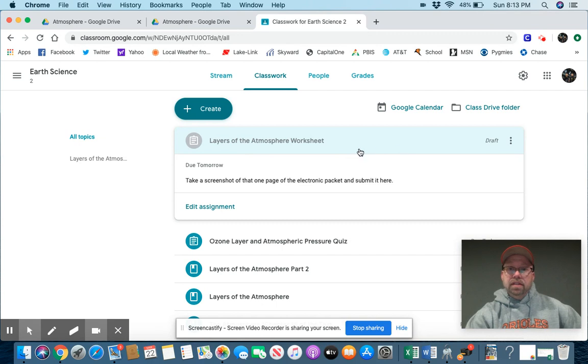It's called Layers of the Atmosphere worksheet. So you're going to take a screenshot, attach that screenshot, and dump it into this folder here, Layers of the Atmosphere worksheet. Again, due today. We've been working on it for a while, so make sure that you get that in.